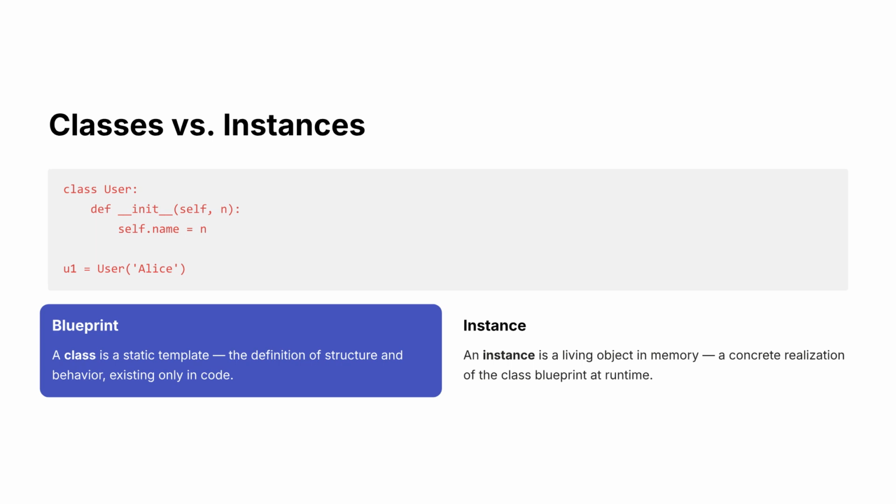Okay, this is the foundational concept, and it trips people up more than it should. A class is just a blueprint. It's static. It lives in your source file. It doesn't do anything on its own. An instance is what you get when you actually call that class, like user Alice. At that point, Python allocates memory, runs your dunder init, and you've got a live object.